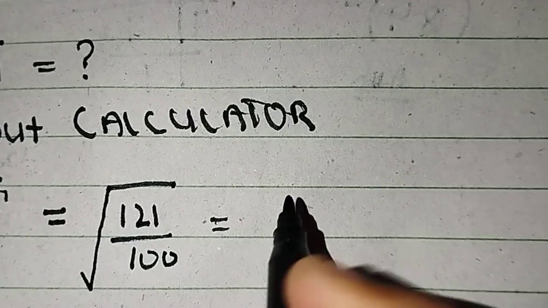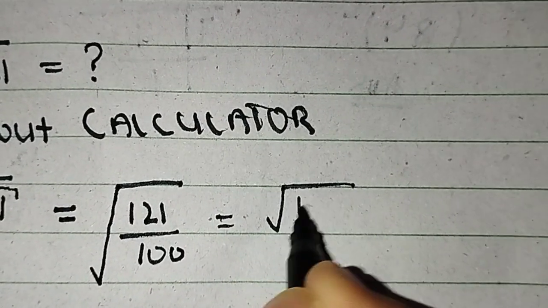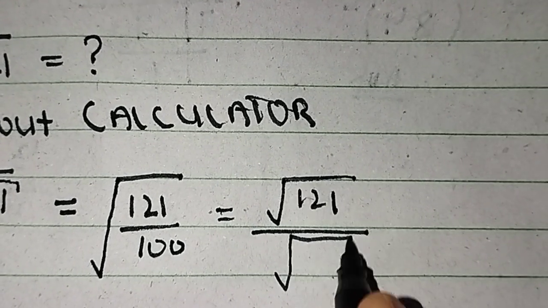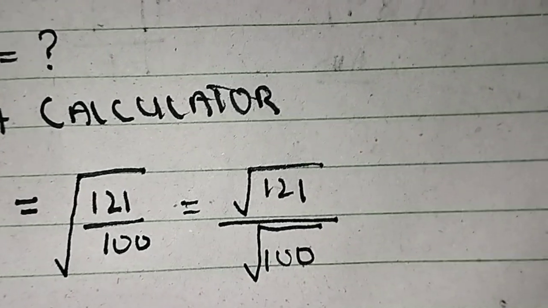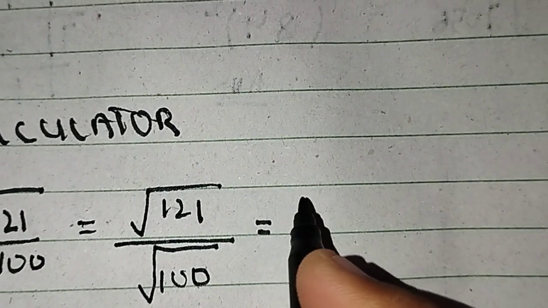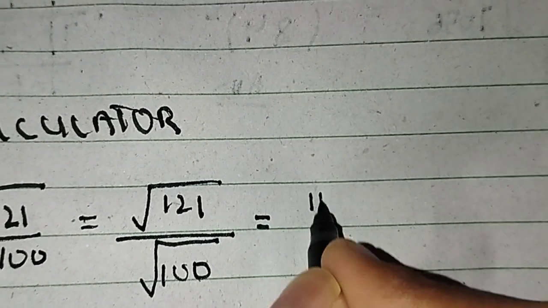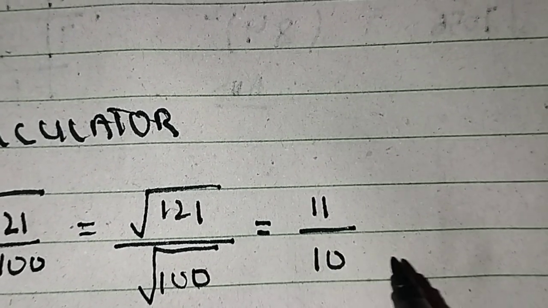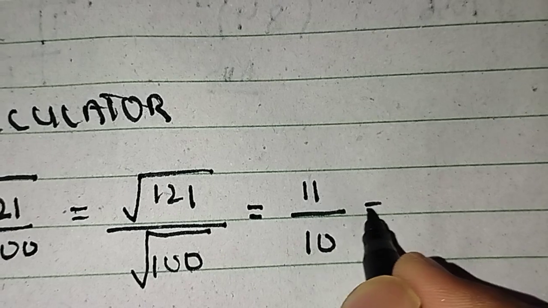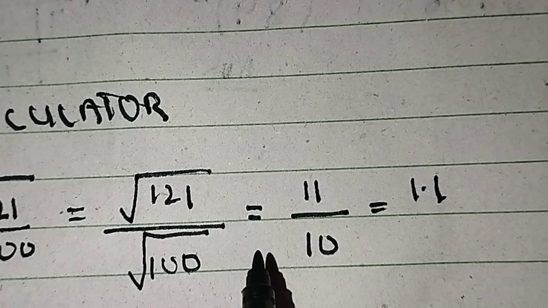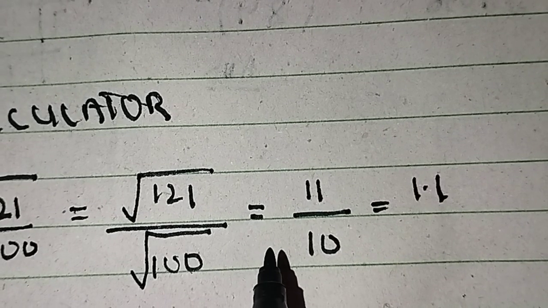So we write the radical of 121 separately, and in the denominator the radical of 100 separately. So we know the radical of 121 is 11 and the radical of 100 is 10. So this is 1.1.